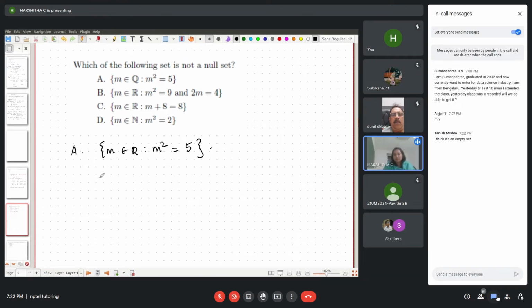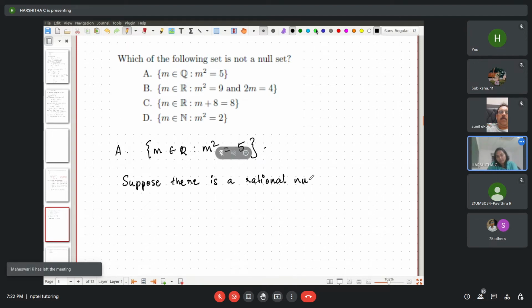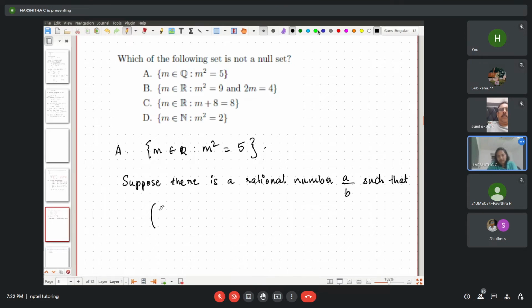Okay, so let's see if we can actually prove this, right? So what we want to say is that there is no rational number whose square is 5. So suppose you have such a rational number. What are rational numbers? It is numbers of the form a by b, where a and b are integers, right? Suppose there is a rational number, let's say a by b, such that the square is 5. So you have a by b square is 5.